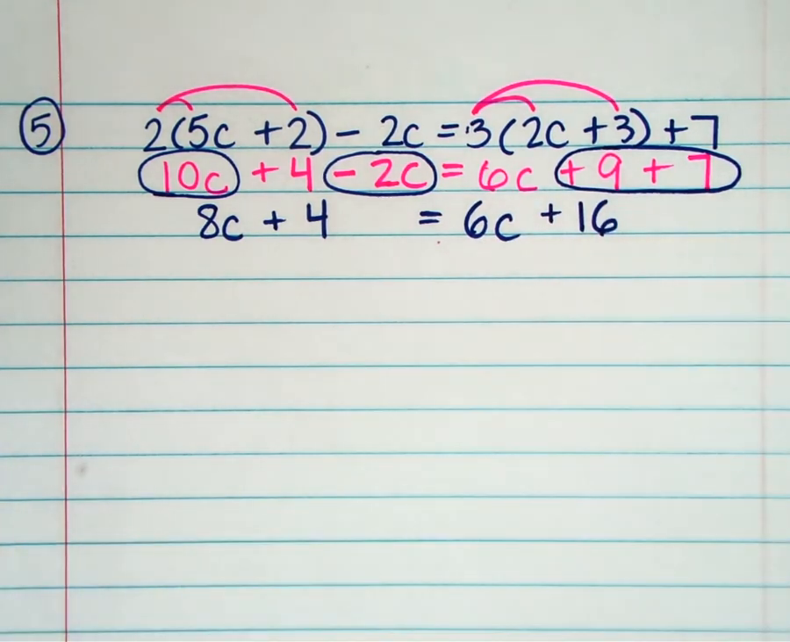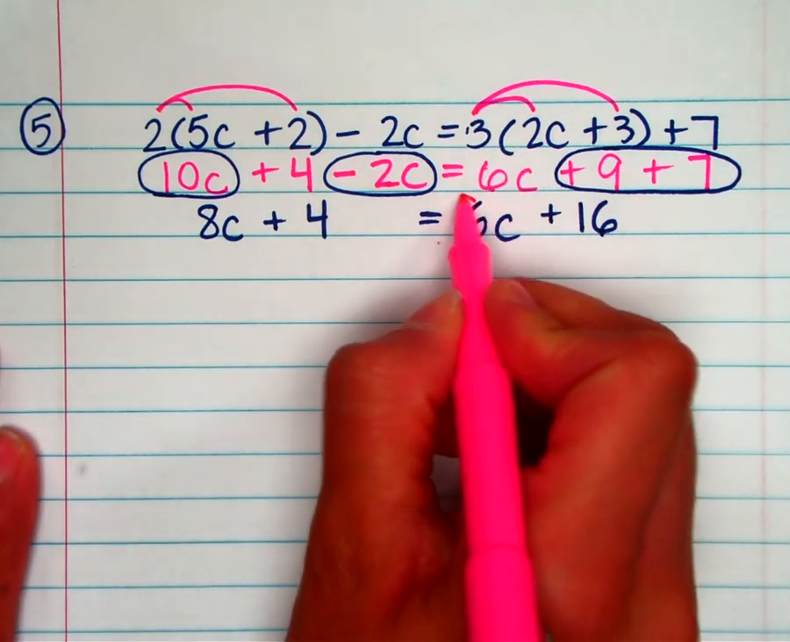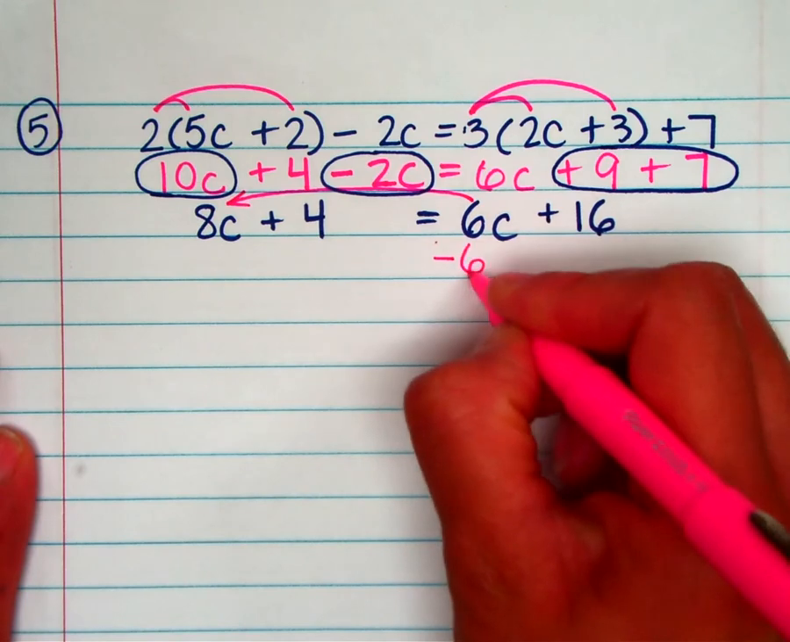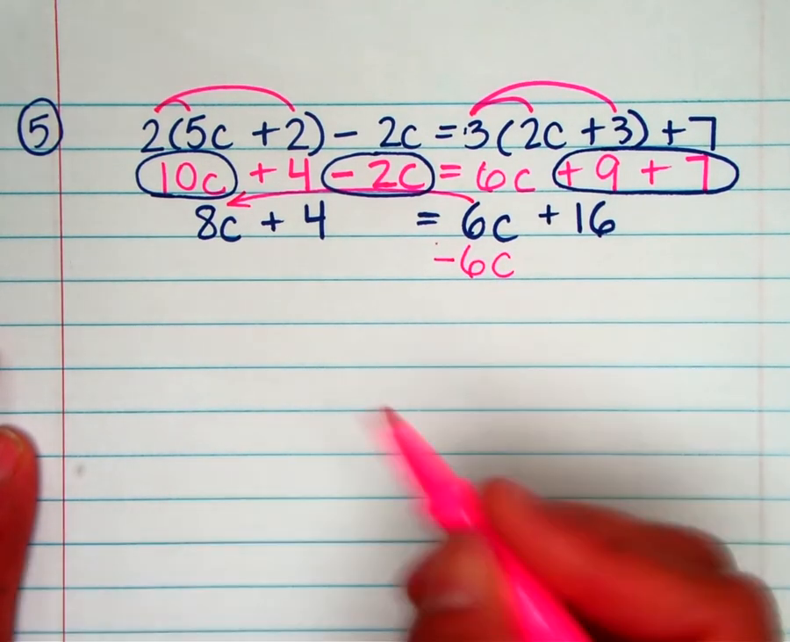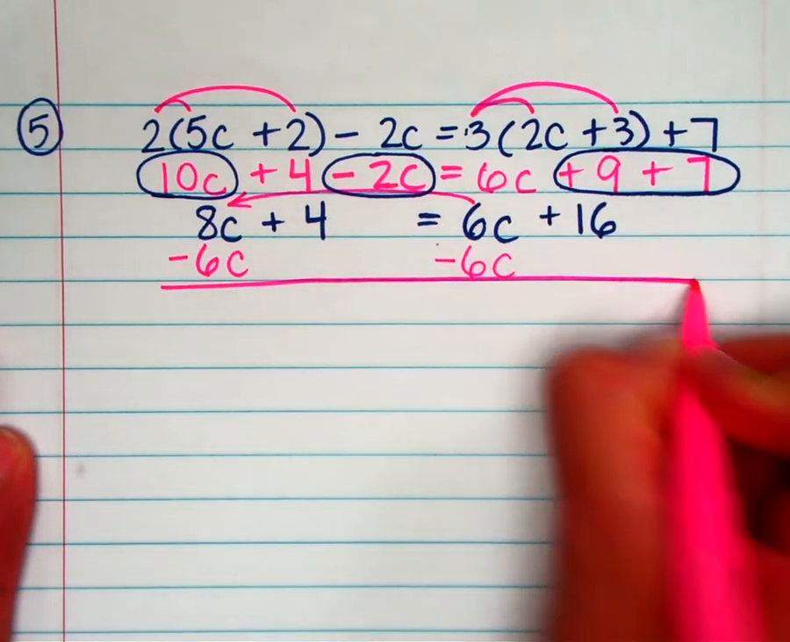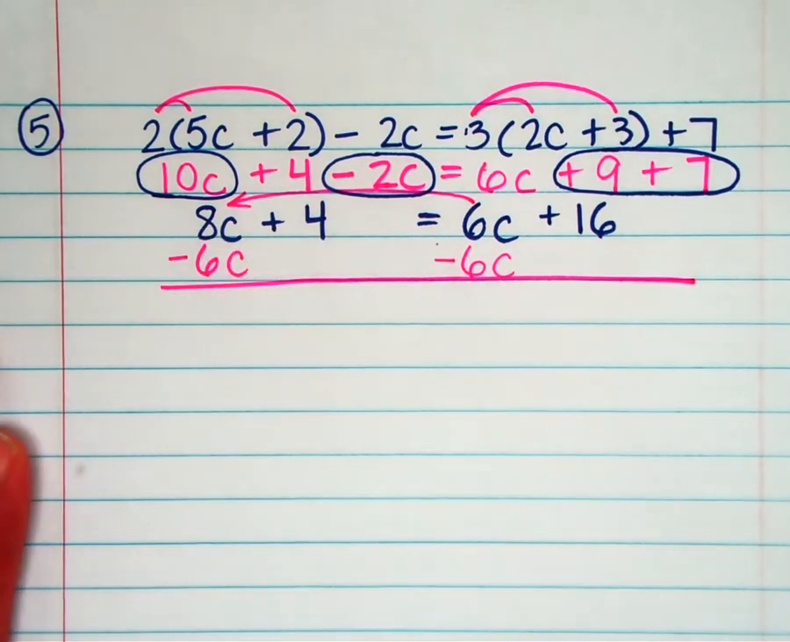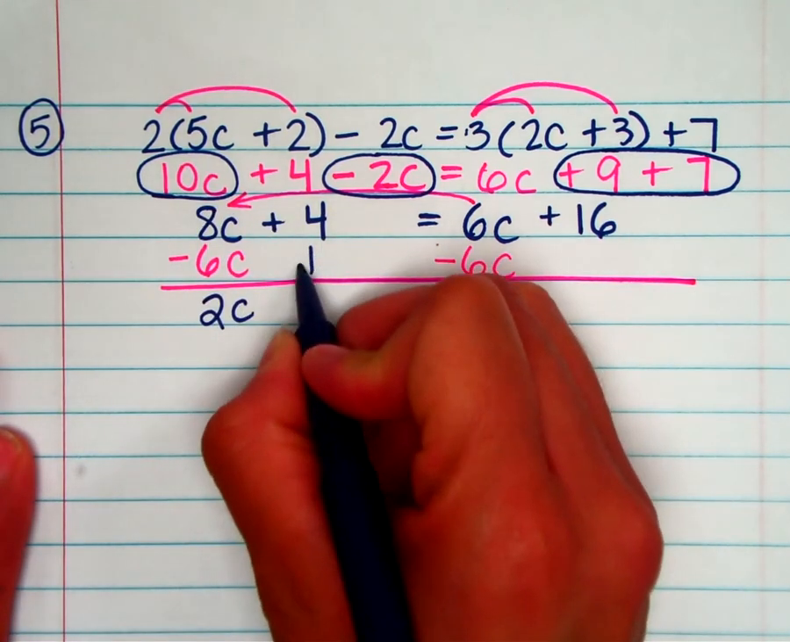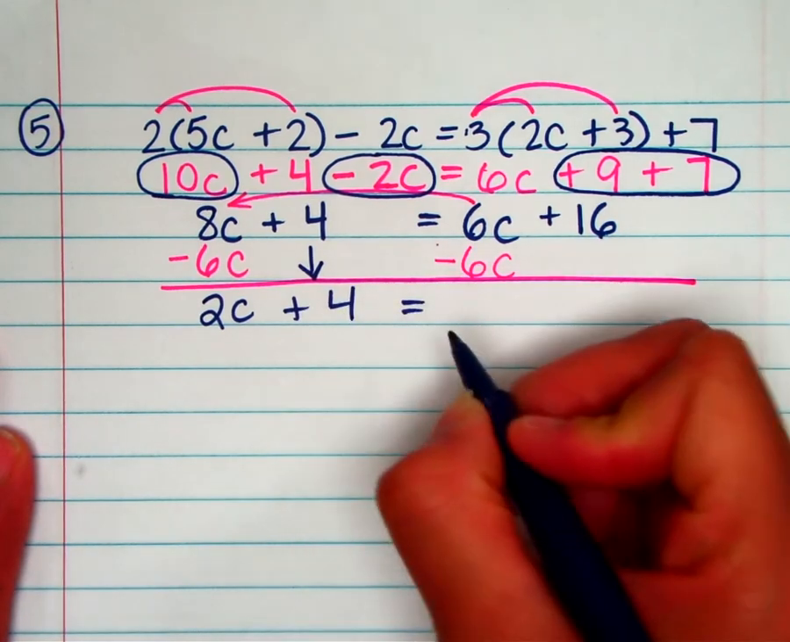So from here, I can start to solve my problem. So here, I can move my variables to the left and my numbers to the right. I'm going to move 6 to the left. So when I move 6 to the left, I'm going to subtract 6. That's the only way we can move things across the equal sign, using addition or subtraction. So here, 8 minus 6 is 2c. Bring down my plus 4 equals 6 minus 6 is 0.